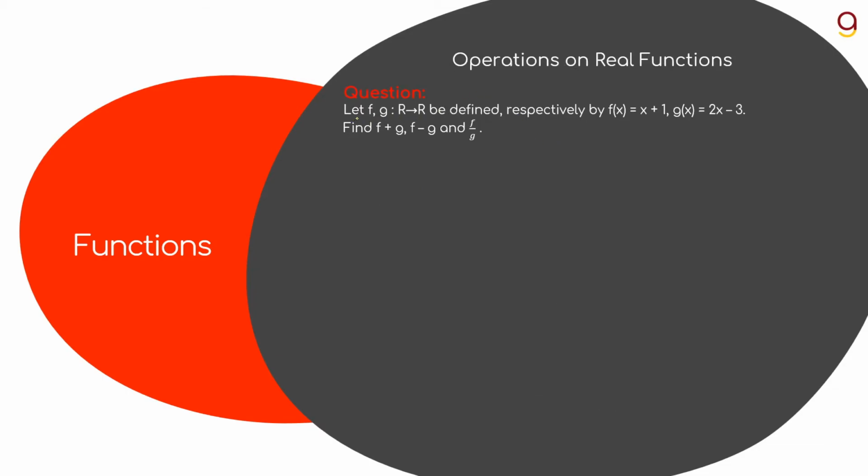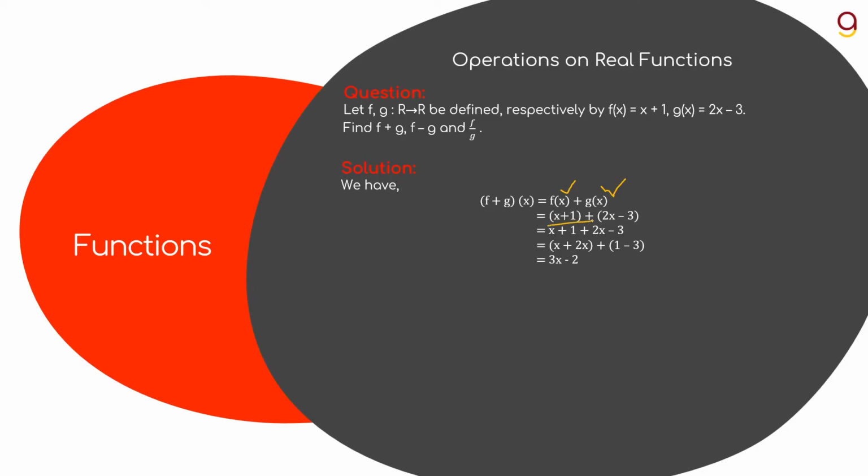Here again, f and g are two functions defined from real to real respectively by f of x is equal to x plus 1 and g of x is equal to twice x minus 3. We need to find f plus g, f minus g and f by g. Okay, so let's start with f plus g. If we do f plus g of x, what we need to do is we need to add the two functions, f of x plus g of x.